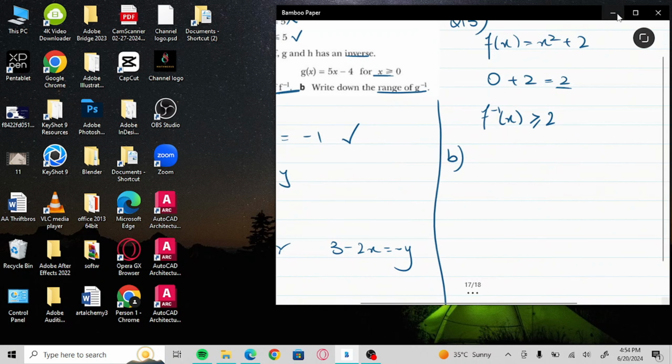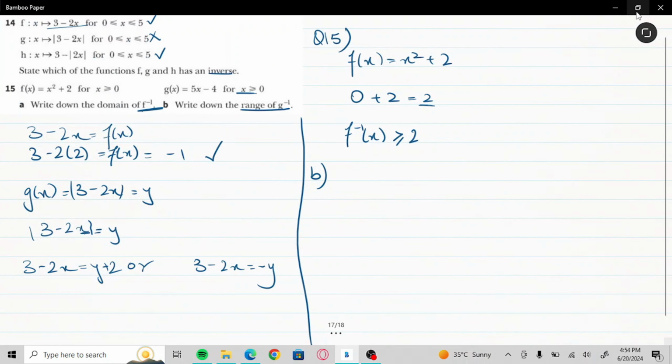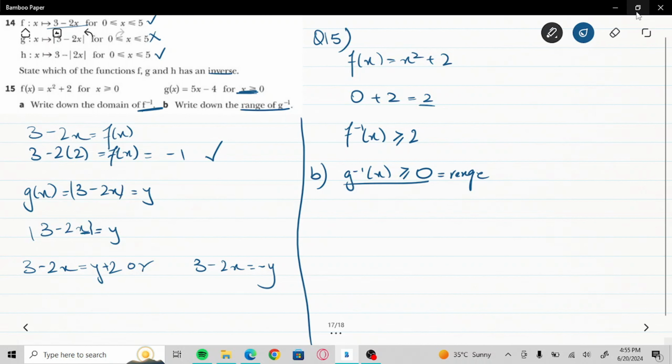I'm confused right now. Wait, please. So the domain of a function is actually the range of the inverse of that function. We have already been given the domain and we have been asked the range. So we are just going to say that the range of the inverse of the function g is greater than or equal to 0. Simple. It's given in the question itself. Okay, that's parts A and B for question 15.